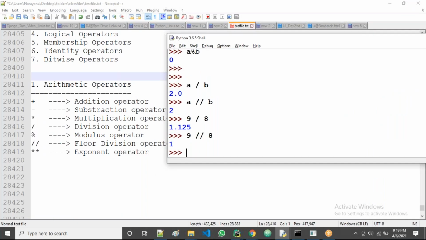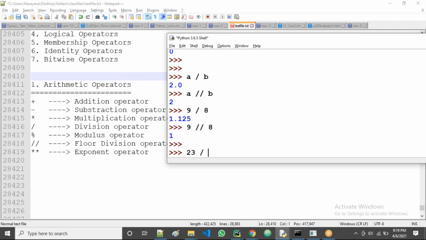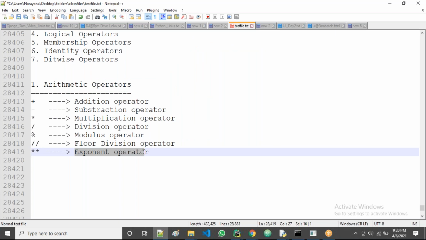Let's take another number. Suppose 23 division 8, which gives 2.875. The same 23 double slash, floor division 8, gives only 2. That is division and floor division. Now let us see exponent.